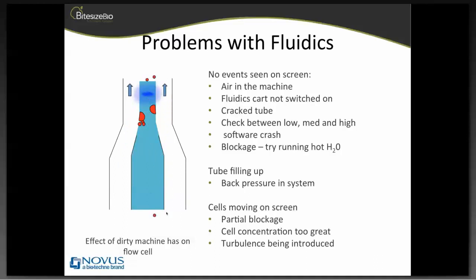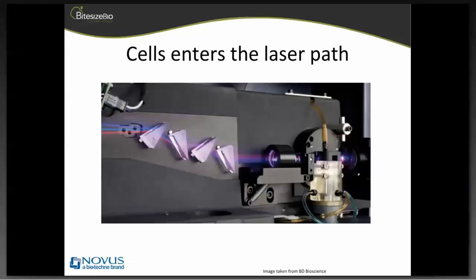If you see that your cells are dancing around on the screen, it could be that you've got a partial blockage, so you've got some turbulence happening and your cells aren't going through the middle of the laser beam. You also could have your cells too concentrated, so it's very important to make sure that you have your cells at the optimal concentration. Now that we've talked about the cells getting to the laser beam, let's have a chat about the optics.